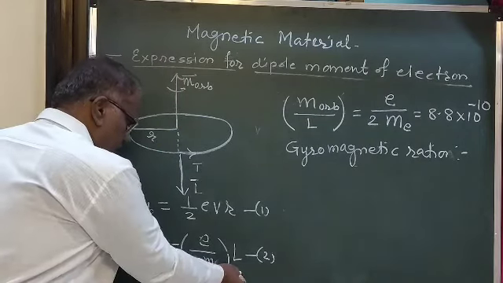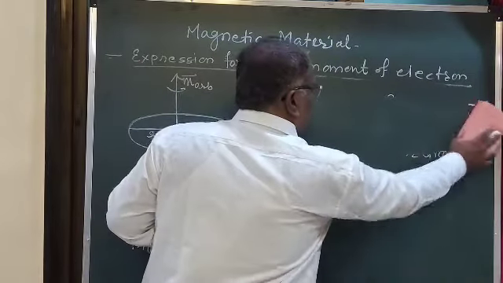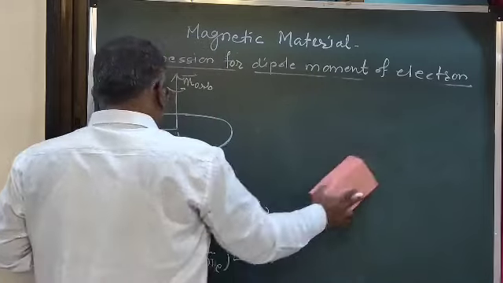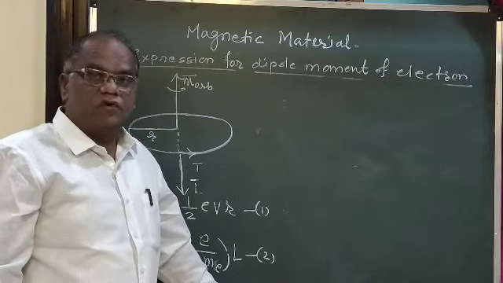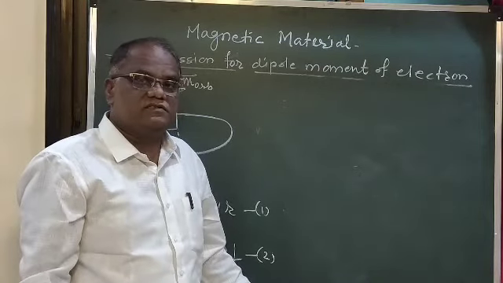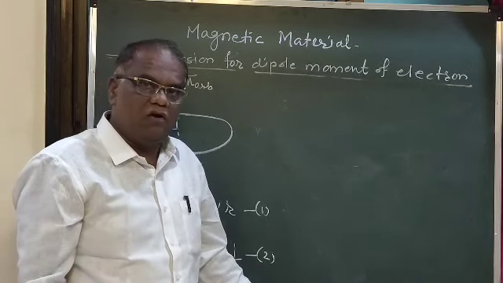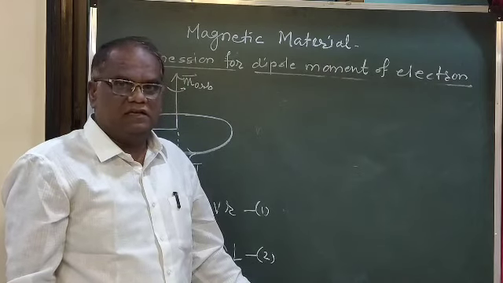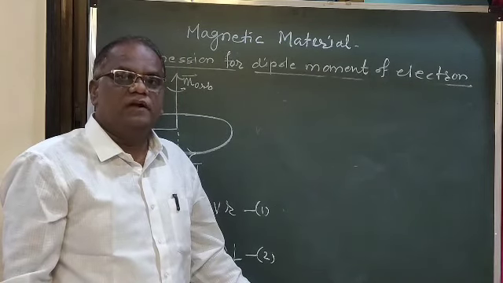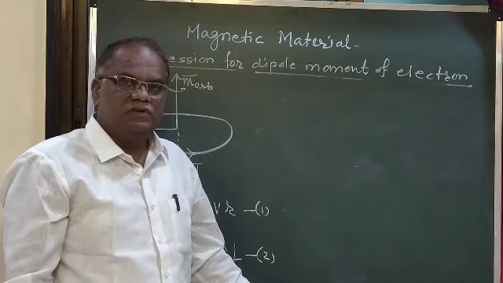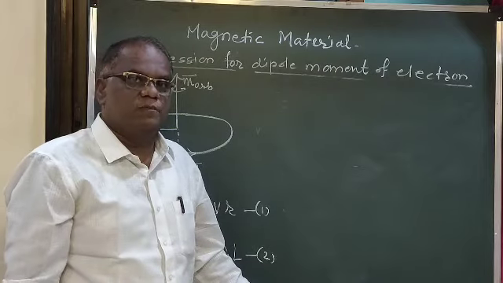Now let us see further. We know that from Bohr's theory's second postulate, in the case of Bohr's theory, stationary orbits or Bohr's orbits, in a stationary orbit the electron can revolve without radiating energy only in those orbits for which the angular momentum of the electron is equal to an integral multiple of h upon 2 pi. This is the second postulate of Bohr theory.